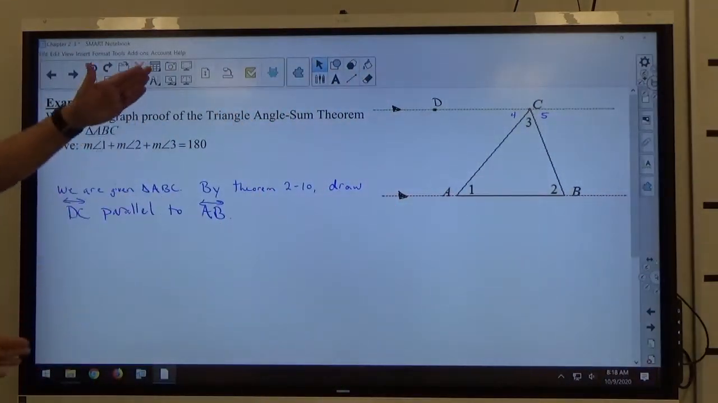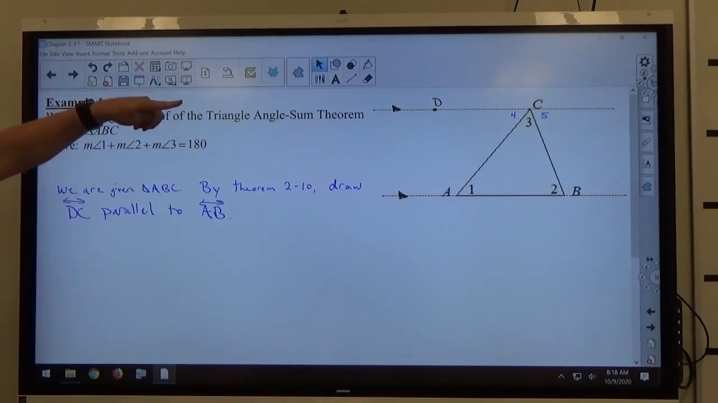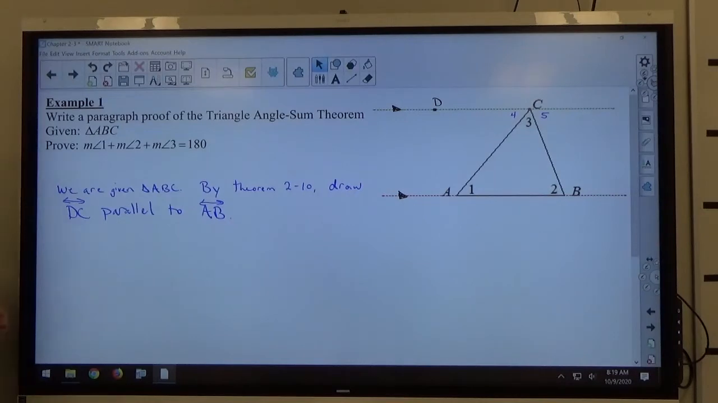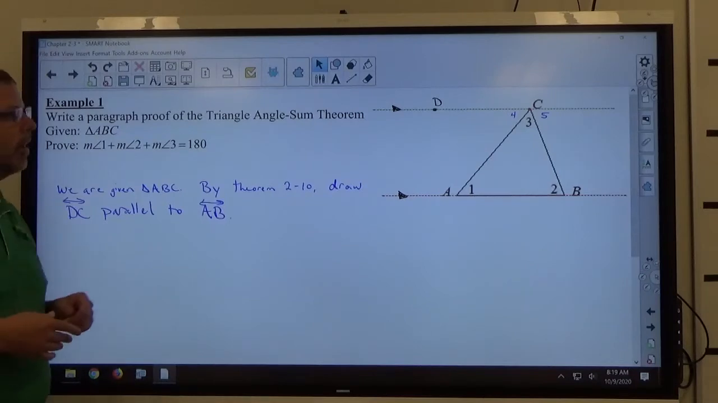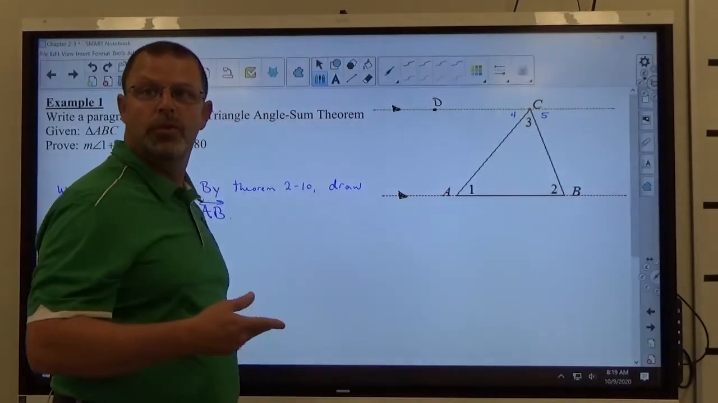So even with segment AC and segment BC being transversals within the interior of those parallel lines, angle 1 and angle 4 are alternate interior angles. Angle 2 and angle 5 are also alternate interior angles. The alternate interior angle theorem says when two parallel lines are cut by a transversal, then the alternate interior angles are congruent. Okay, so I'm allowed to conclude congruence.